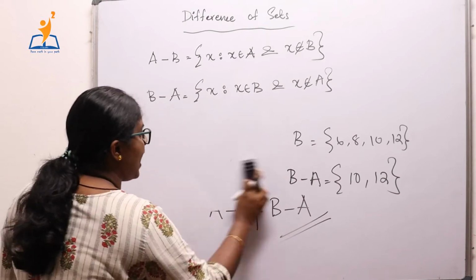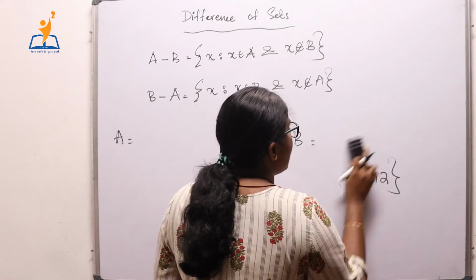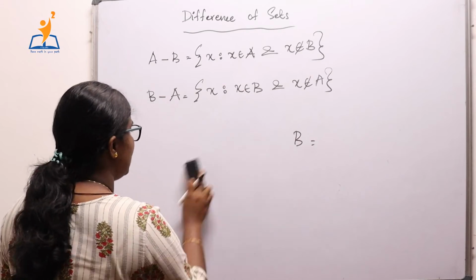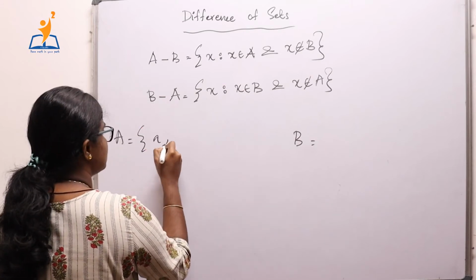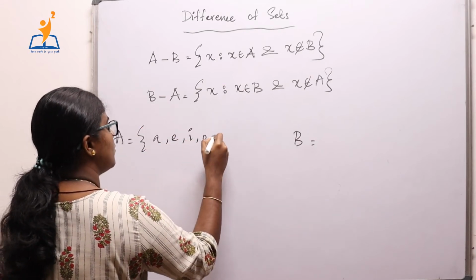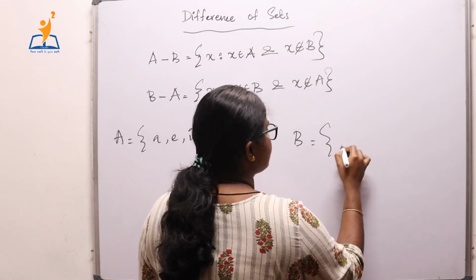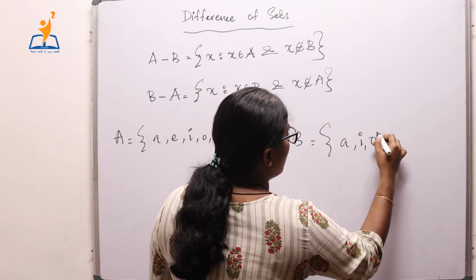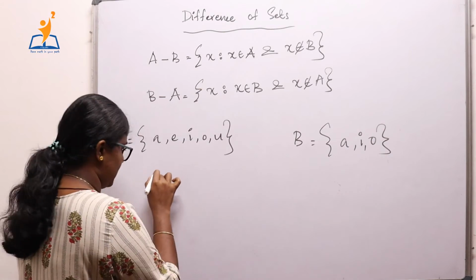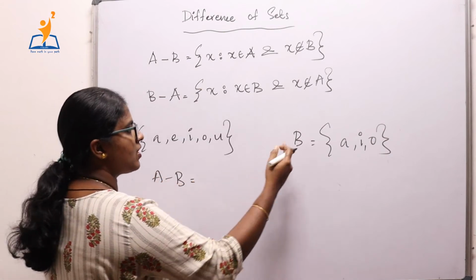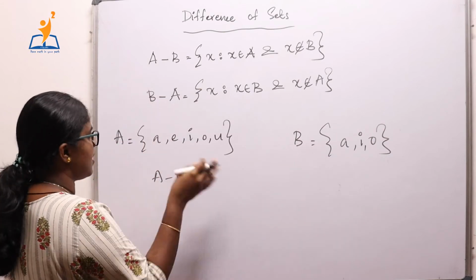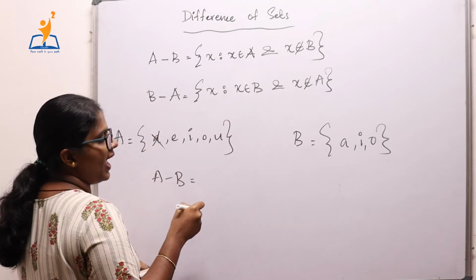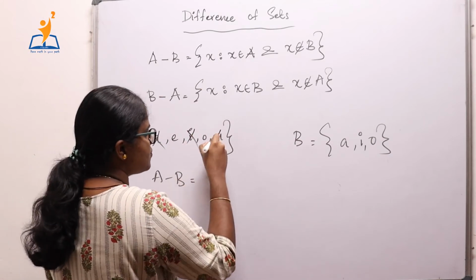Let's take A as {a, e, i, o, u} and B as {a, i, o}. Now what is A minus B? We have to remove all the elements of B from A. We have to remove a, we have to remove i, we have to remove o.